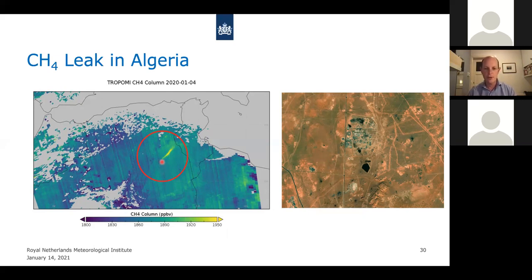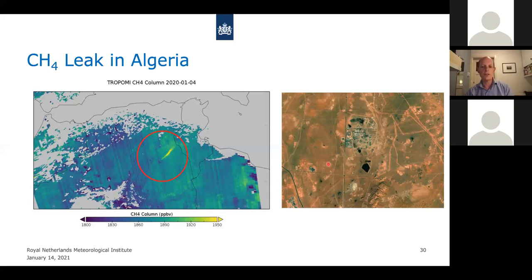And here I show an example over Algeria that happened in the beginning of last year. So to guide your eye where you are, this is the Mediterranean, and this is Northern Africa. So it's over the Saharan desert that we found this, but we also could follow it for several days. And when you zoom into that region to see what's actually there, you find that there is quite some industry related to the production of natural gas, and that's where this leak seems to originate from.